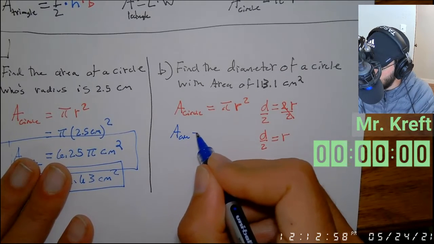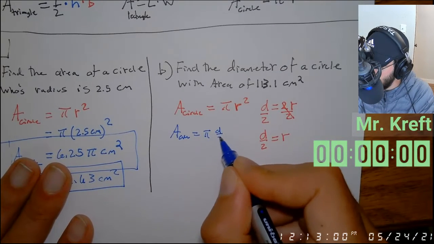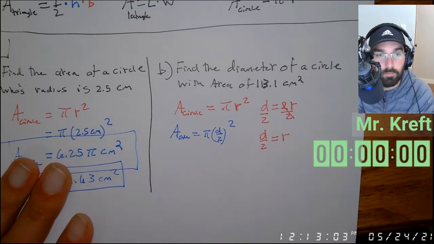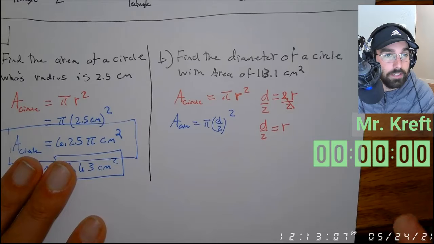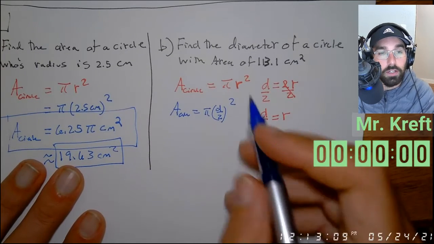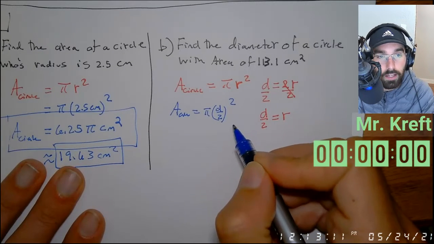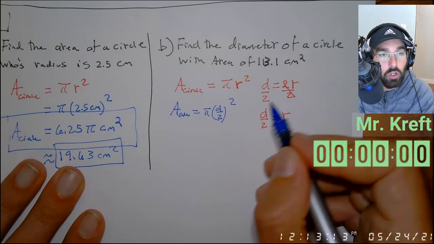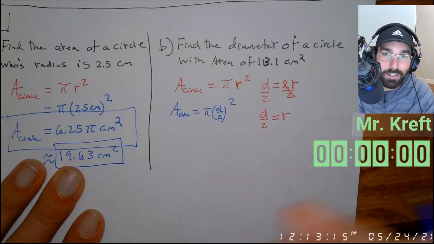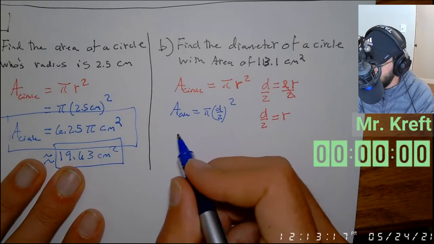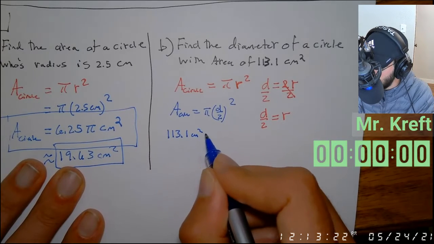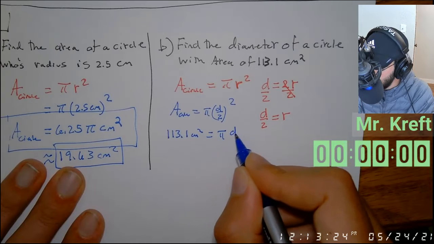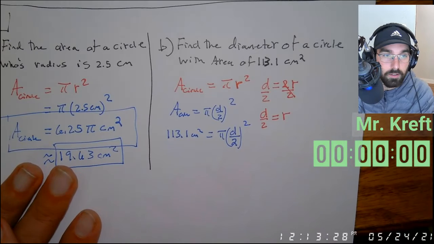I'm going to say the area of our circle here is pi times the diameter over 2 squared. Okay? Either way works. Everyone's going to have a different comfortable way of doing this, but you can either solve for r and then just multiply by 2 at the end, or you can do the hard work first. And I like doing the hard work first. So the area, 113.1 centimeters squared, equals pi times d divided by 2 squared.